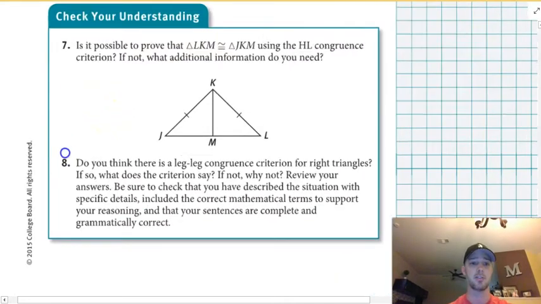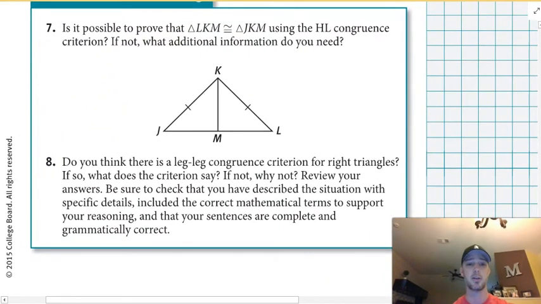If not, what additional information do you need? So it looks like only one piece on each triangle is given. If I tried to add some information, I don't have any vertical angles, but I do have shared sides. There's no parallel lines, there's no definition. So I do have two pieces. I do have two pairs of sides that are labeled as congruent. Each of them have two sides.